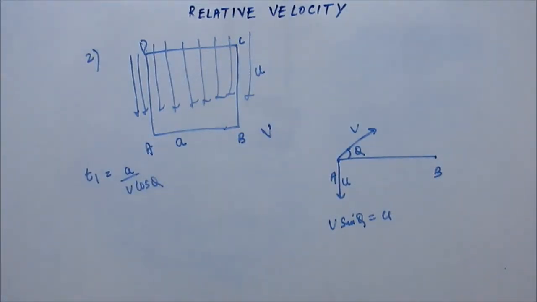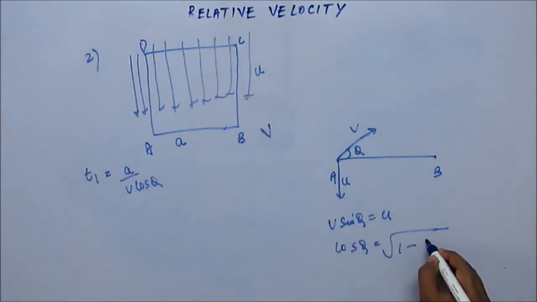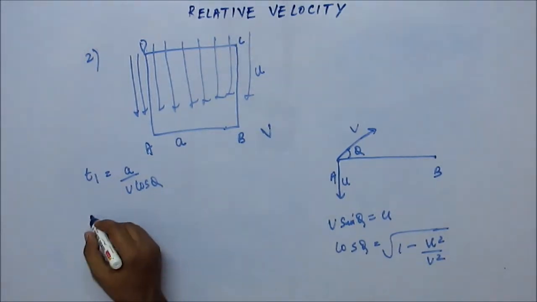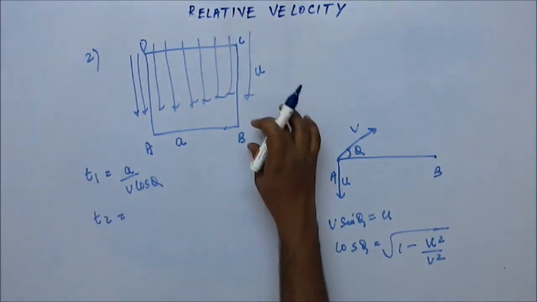Theta is not a variable given in the problem. You have to eliminate theta using sin theta equal to u by v. If sin theta is u by v, then cos theta is equal to root over 1 minus sin square theta, which is root over 1 minus u square upon v square. So if you put cos theta here, theta would be eliminated. So this is t1, then t2, from B to C.